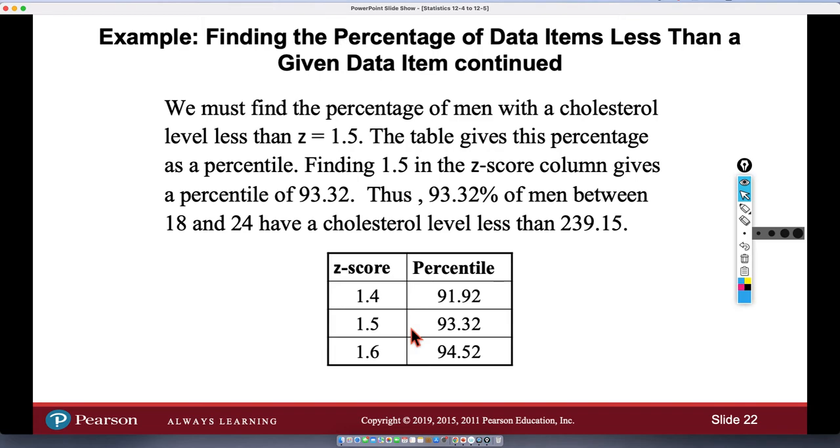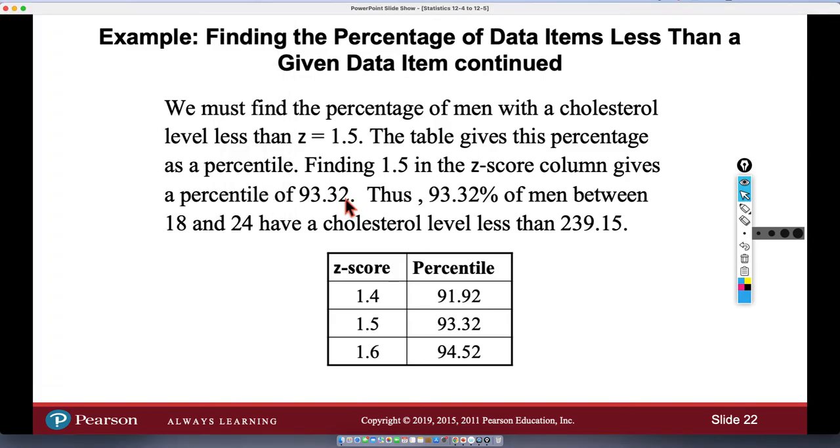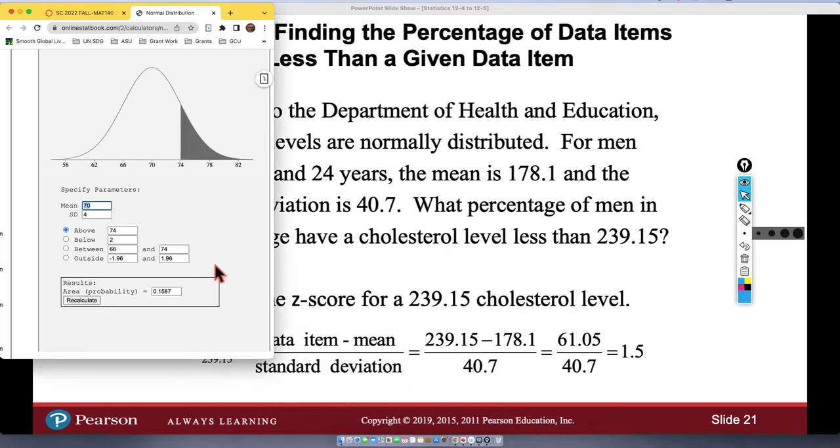What I'm going to do is show you, using our online tool, we can do the same thing. Let's go back. What we do is we enter the mean, 178.1. We enter the standard deviation. They gave that to us, 40.7.